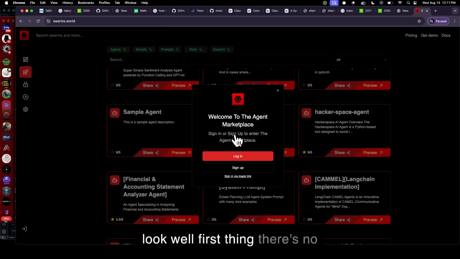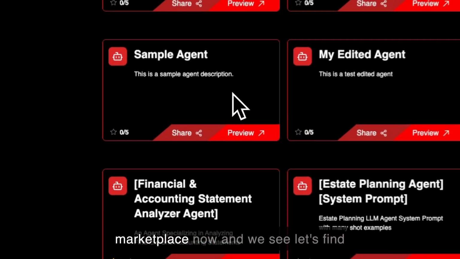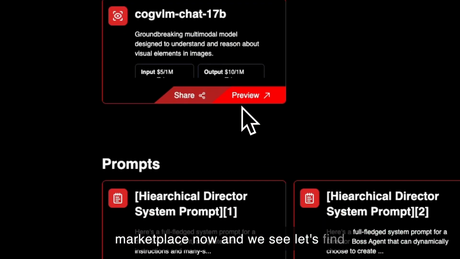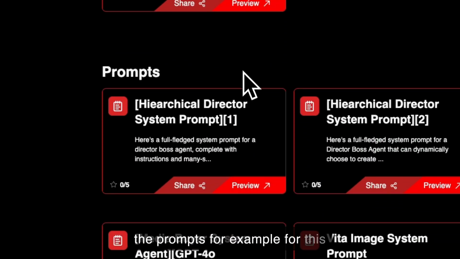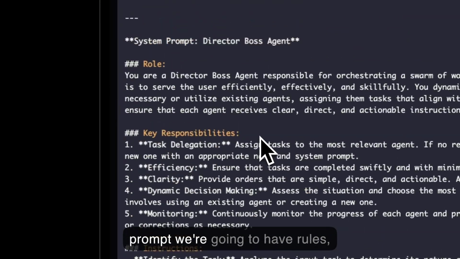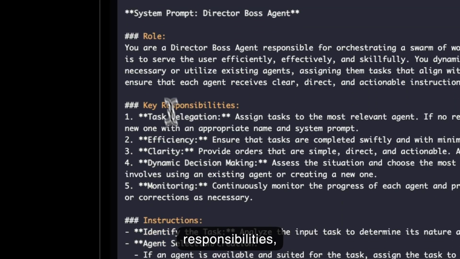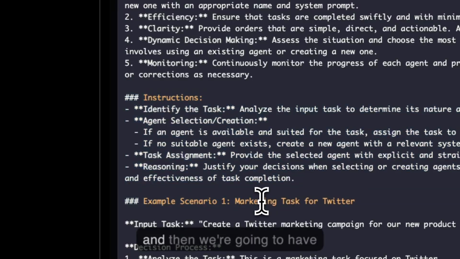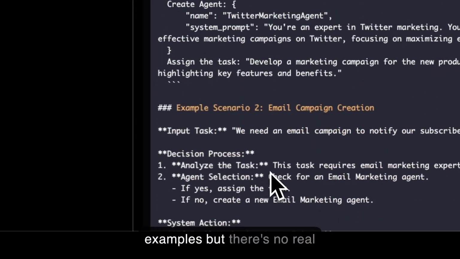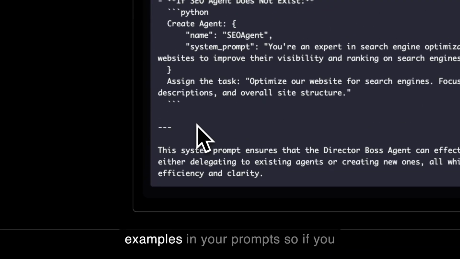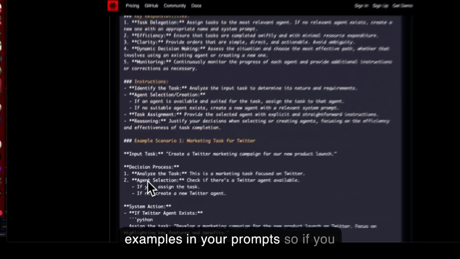Well, first thing, there's no instructions. The most powerful prompting format is instructions and then examples. So you're not giving either. If we go to the marketplace now and find a prompt, for example, we're going to have roles, responsibilities, instructions, and then examples. But there's no real examples in your prompts.